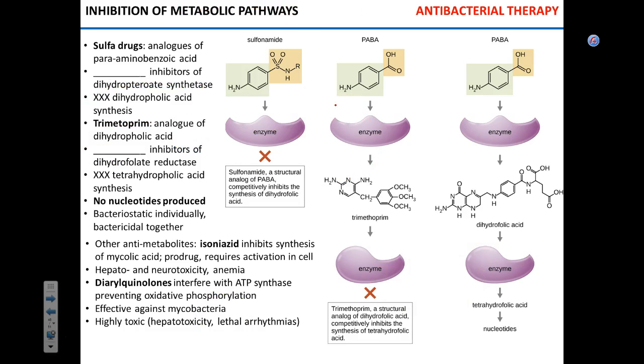So that was nucleic acid. What you have to know about nucleic acid synthesis inhibitors. What do they inhibit? So rifamycin inhibits RNA synthesis, fluoroquinolones inhibit DNA synthesis. Rifamycin is the competitive inhibitor of RNA polymerase. Okay.